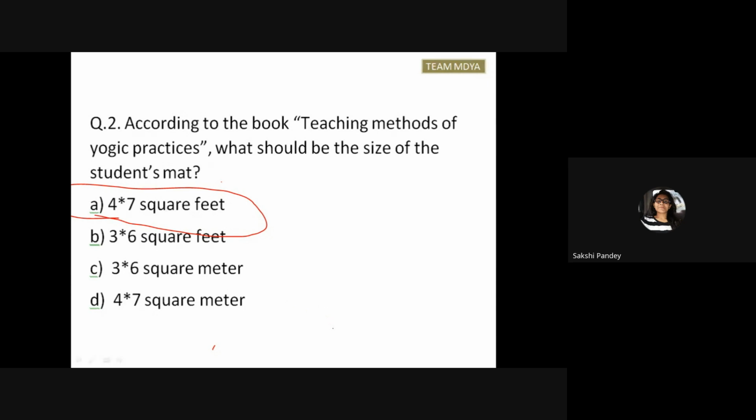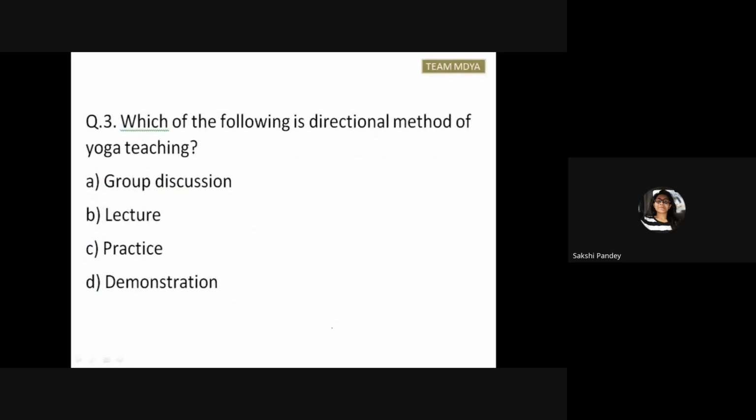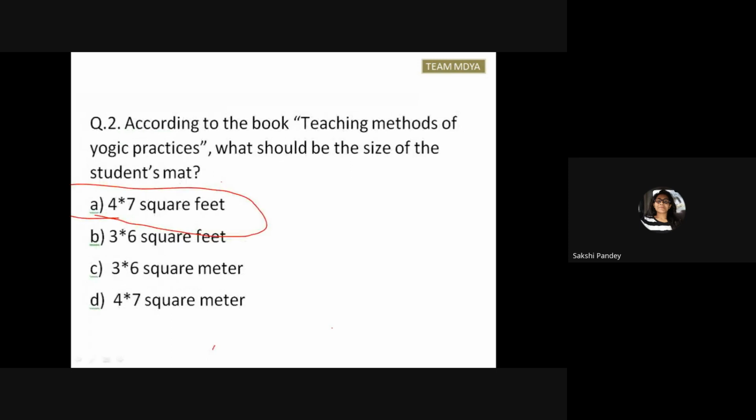Like how the place should be. Yes. Ma'am, I just took a guess, but in the slide it was 6 feet or something. Sorry, yes. It's 6 feet by 3 feet, square feet. Yes. Option B is correct. Okay. So 3 into 6 is square feet, right? Yes. Okay.